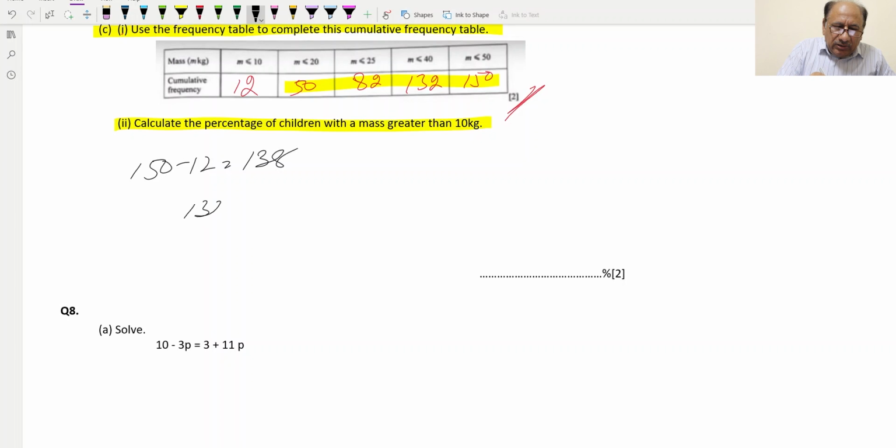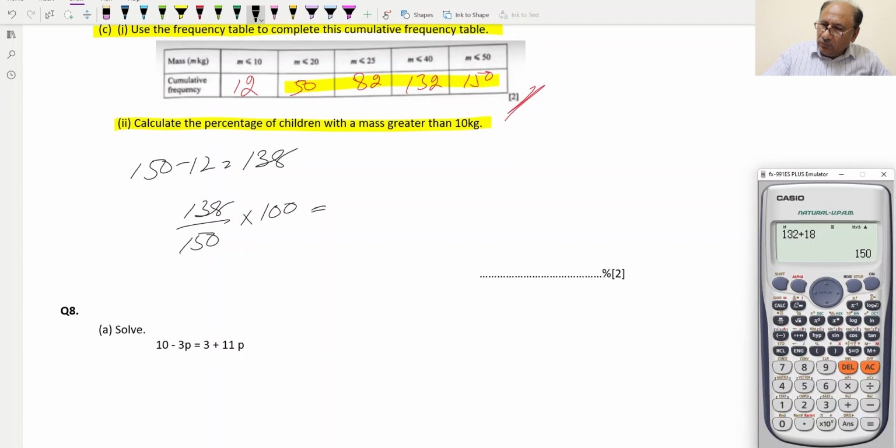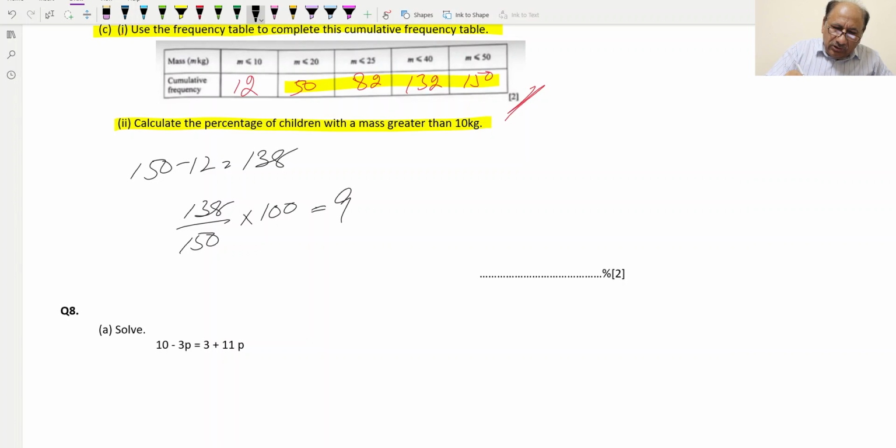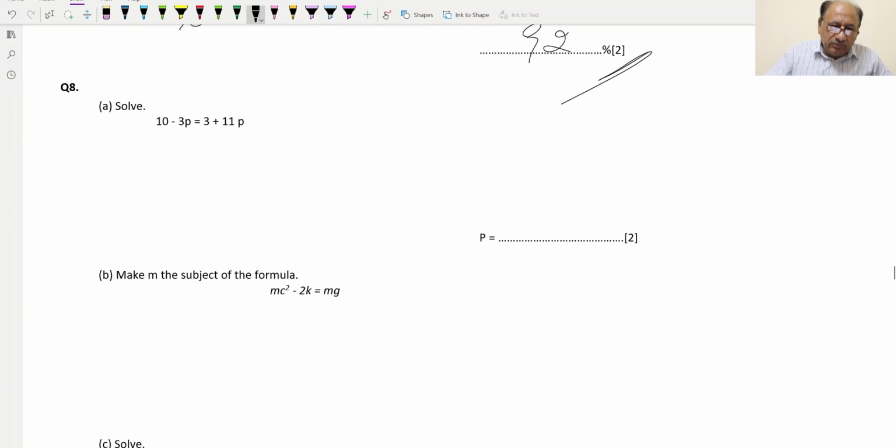So 138 out of 150 into 100, this will give us the percentage, and we can write it as 138 over 150 multiplied by 100, which is equal to 92%, so that 2 mark question is done.